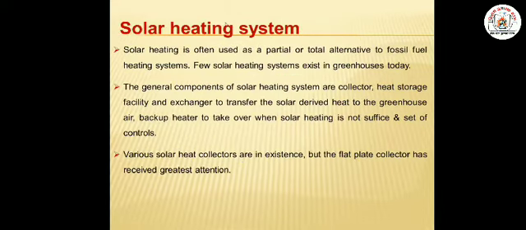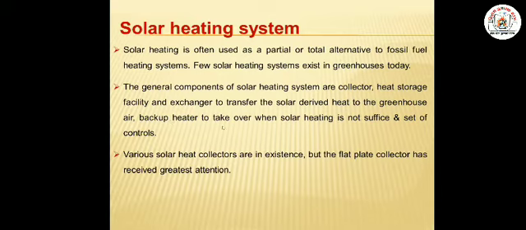Next is the solar heating system. Here, solar heating is often used as a partial or total alternative to fossil fuel heating systems. Few solar heating systems exist in greenhouses today. The general components of solar heating systems are a collector, a heat storage facility, and an exchanger to transfer the solar radiation derived heat to the greenhouse air.